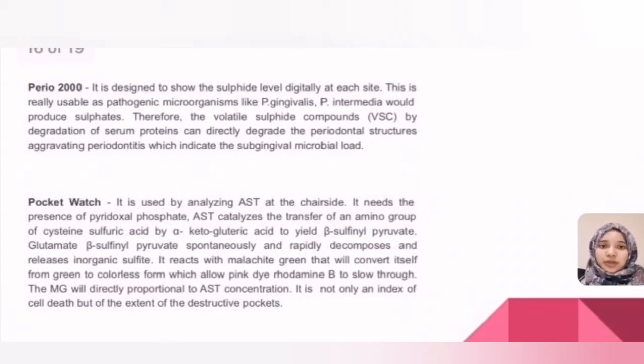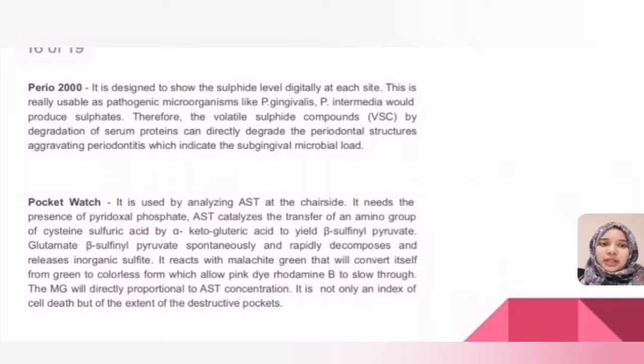Next is Pocket Watch. Pocket Watch was designed as a simple method of analyzing AST at the chairside. It needs the presence of pyridoxal phosphate. AST will catalyze the transfer of an amino group of cysteine sulfinic acid by alpha-ketoglutaric acid to yield beta-sulfinyl pyruvate. The glutamate and beta-sulfinyl pyruvate spontaneously and rapidly decompose and release inorganic sulfide.